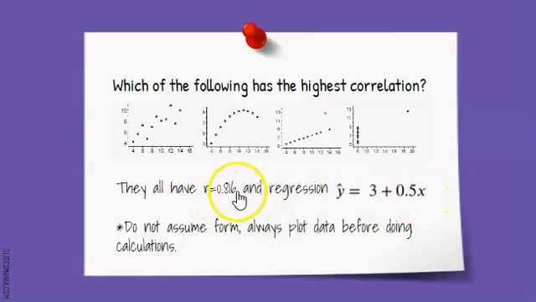Interesting that they can have the same values but look so different. Well, here's the reason. R values do not tell us anything about form, remember? You always have to plot the data to see what kind of form we're dealing with.